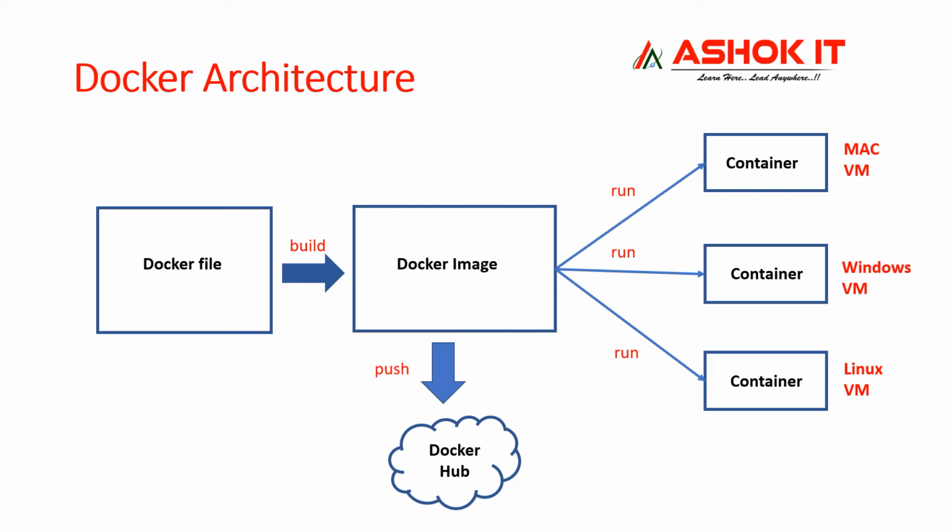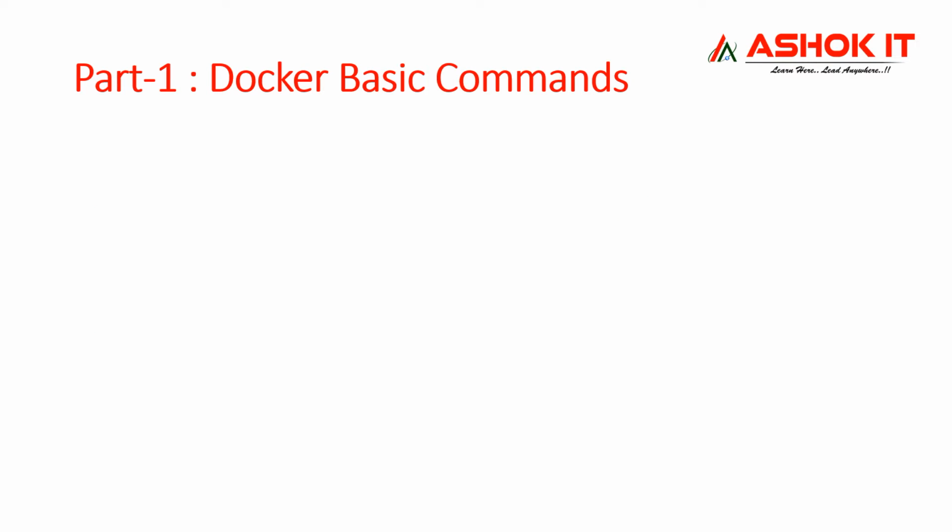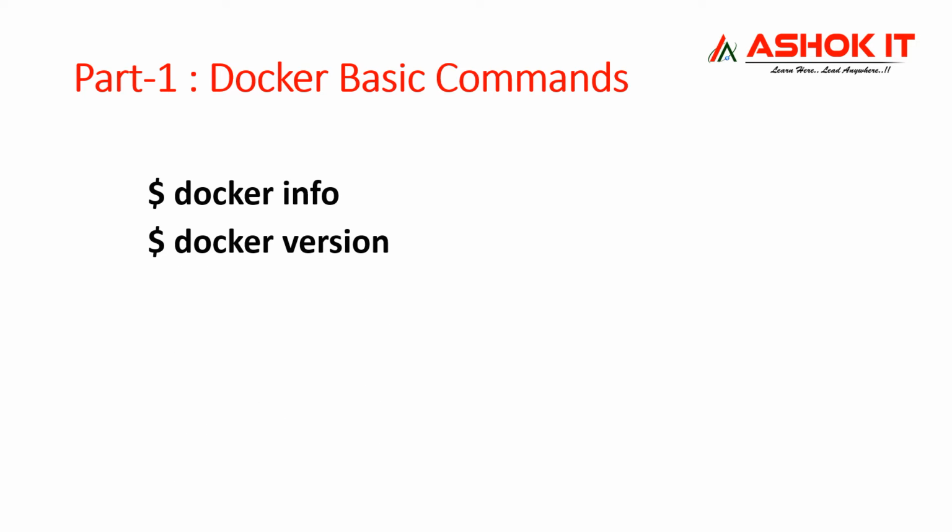In order to do this process, we are going to execute several commands. So what are those commands? Basic commands: docker info, which will give you how many Docker images and containers are available and the status of the Docker engine on your machine. docker version, this command will give you which version of Docker we have installed on our machine.